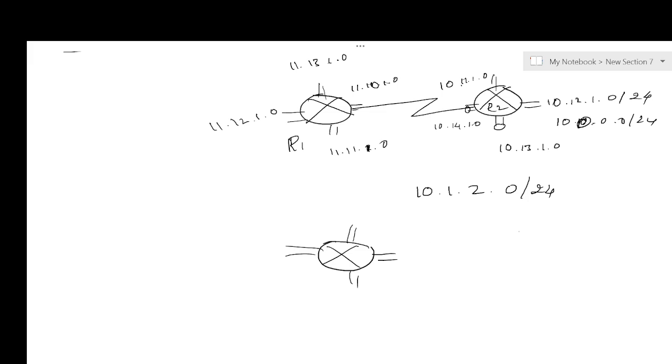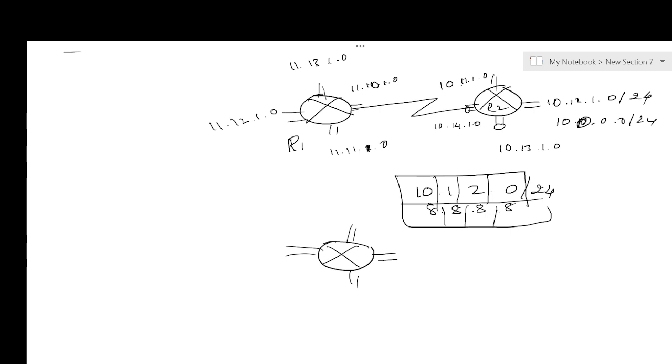So what does 24 mean? Say for example, this is 8, this is 8, this is 8. I'm talking about the bits. When you write this IP address in 4 boxes, this is one octet, this is one octet, this is one octet. So here what I am telling is keep 24 bits for the network. Whatever I am referring to here, this 24, that is the network bits I am talking about.